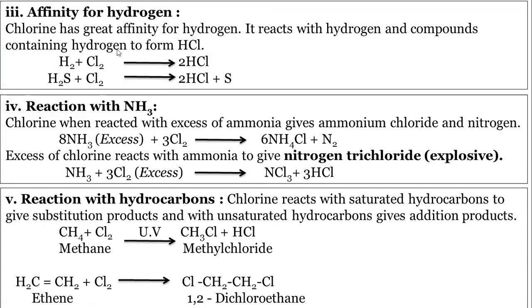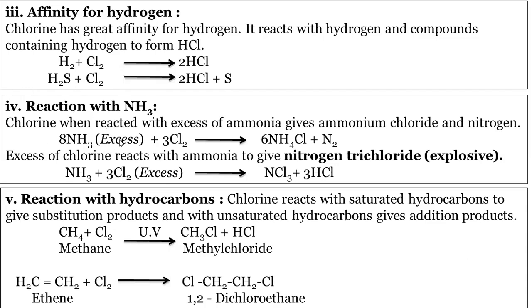Then reactivity towards hydrogen. Chlorine can react directly with hydrogen or with compounds containing hydrogen. Here, chlorine reacts with hydrogen to form hydrochloric acid. It is a very well-known gas. Also, when chlorine reacts with H2S, which has a rotten egg smell and is also a poisonous gas, that is hydrogen sulfide, it gives 2HCl plus sulfur.